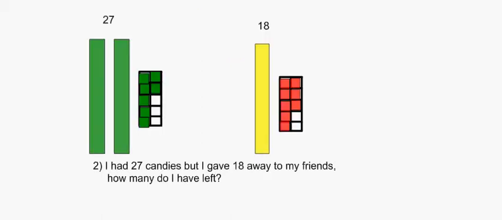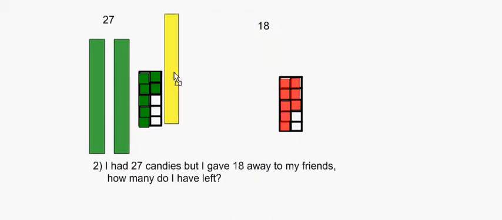So here we have what it might look like. We've got 2 10 rods and 7 ones, and 1 10 rod and 8 ones, so 27 and 18. And we want to go 27 subtract 18. There's a couple ways that we can do it, but it doesn't matter which one we pick. So what I'm going to do is take 18 away from 27, and I want to take this piece away from this piece.